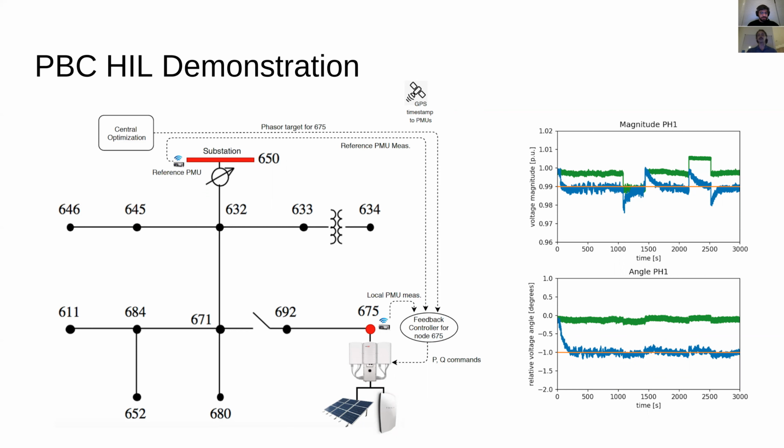And as you can see, the load profile has a number of disturbances. Even despite these disturbances, the PBC feedback controllers are able to track the phasor target, both the magnitude and the angle. And as you can see, the DEGC platform was able to handle the ingress of the PMU measurements without any issues to provide this successful demonstration.